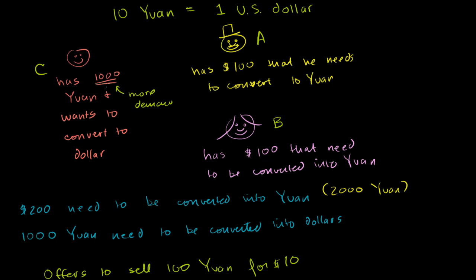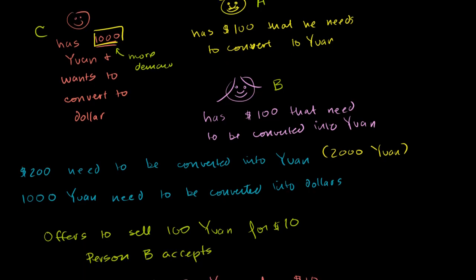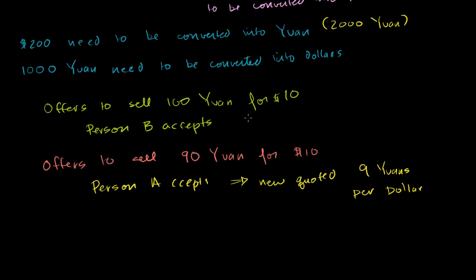So this guy, as he sees that there's a lot of demand to get his 1,000 yuan, he's going to keep offering fewer and fewer yuan per dollar. Or these guys are going to start accepting fewer and fewer yuan for each of their dollars. So as this happens, the price of the yuan will go up. Notice the price of the yuan went up here. It was 10 yuan per dollar, now it's 9 yuan per dollar. Or you could say the price of the dollar has gone down. And this will just keep happening until all of them are able to get rid of their currency.